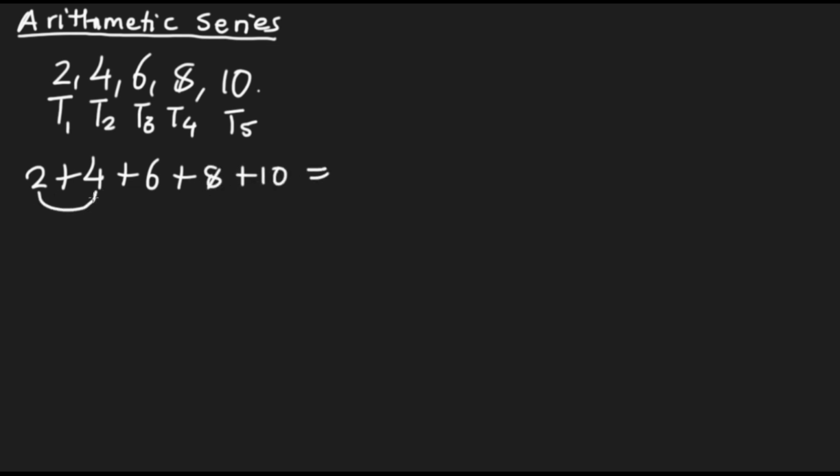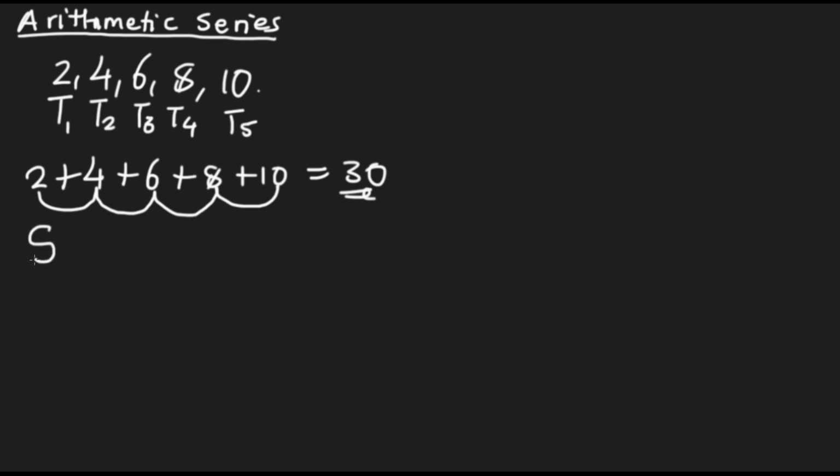So 2 plus 4 is 6. 6 plus 6 is 12. 12 plus 8 is 20. 20 plus 10 is 30. So this is our arithmetic series. Now, which formula can we use to find the sum of these numbers?